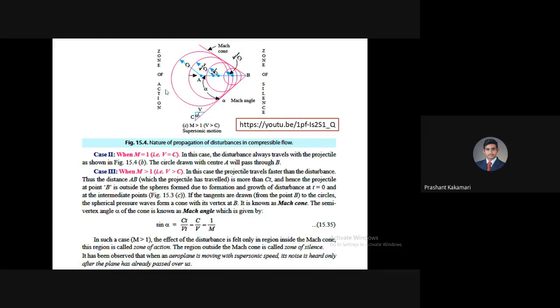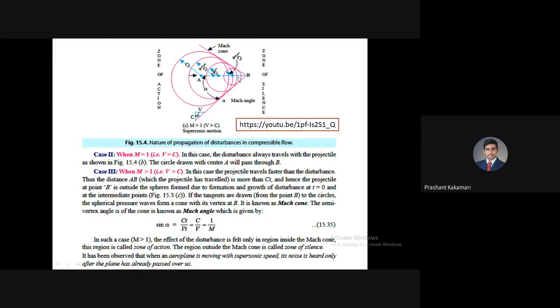Now by taking this cone, the alpha angle can be found out. Consider the half angle alpha at B. We know the radius of one of the circles, the vertical line, and we know the distance between B and the center point. Once you know the opposite and adjacent, I can consider sine alpha. Sine alpha can be taken as C into delta t by V into delta t, for the big circle I can consider.